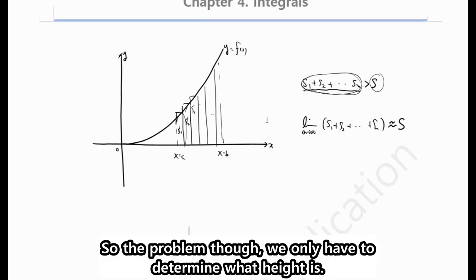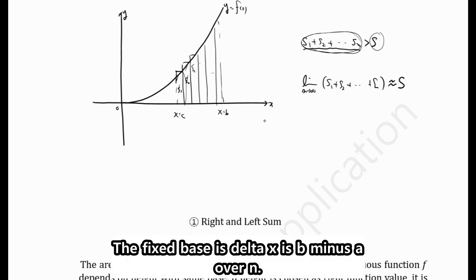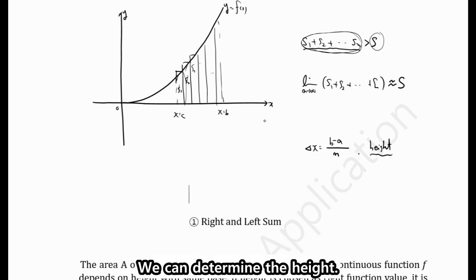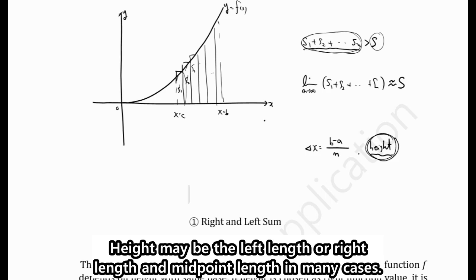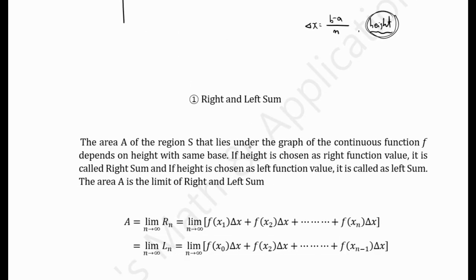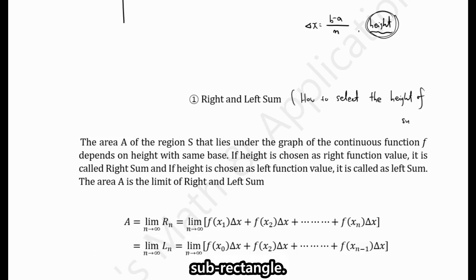So the only problem is to determine what the height is. The base is fixed: delta x is b minus a over n. But the height we can choose. The height may be the left length, the right length, or in many cases the midpoint length. So next are the right and left sums, which mean how to select the height of the sub-rectangle.